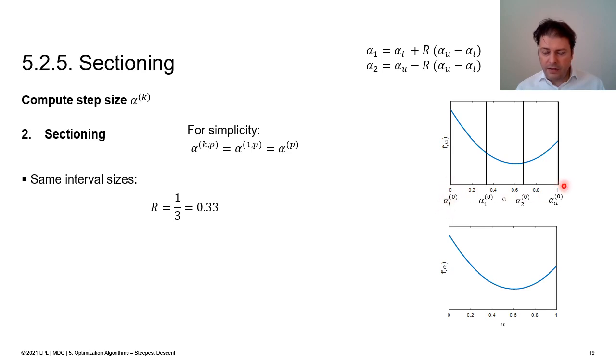From the lower and upper boundary, we compute alpha 1 and alpha 2. And now let's look at the function values at those limits. So you can tell by looking at this function value and this function value that the optimum has to be somewhere in here, in that interval. So alpha 1 becomes the new lower boundary. The upper boundary stays the same. And now we compute again two sections, alpha 1 and alpha 2.